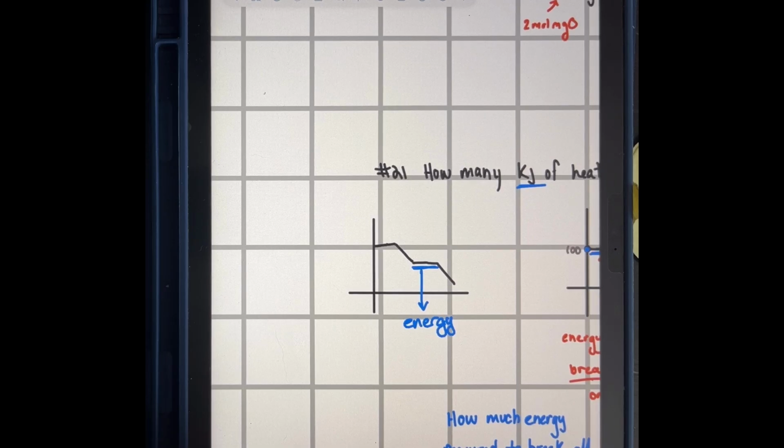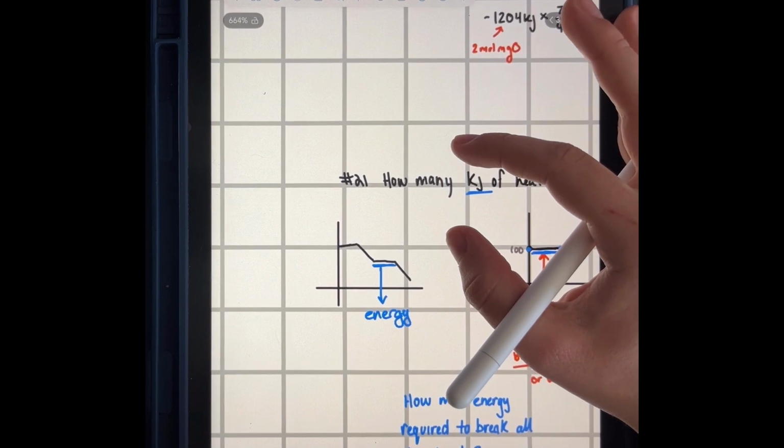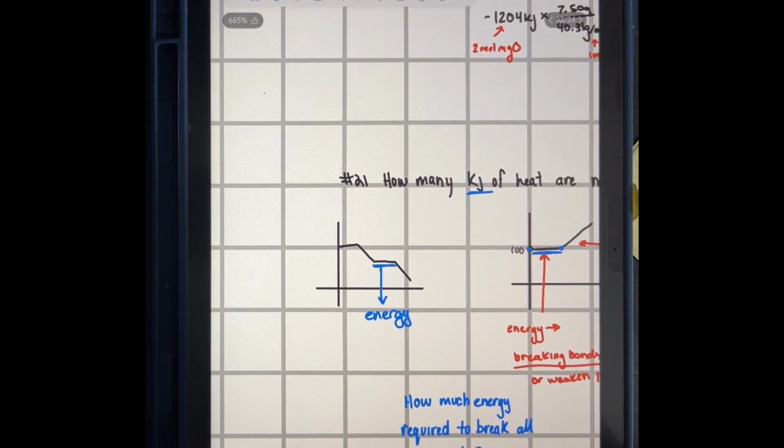Releasing, breaking. Okay. So, okay. Melting or boiling? Melting or boiling. Breaking forces. But that's not the flat parts. No, yes it is. No, it's not.